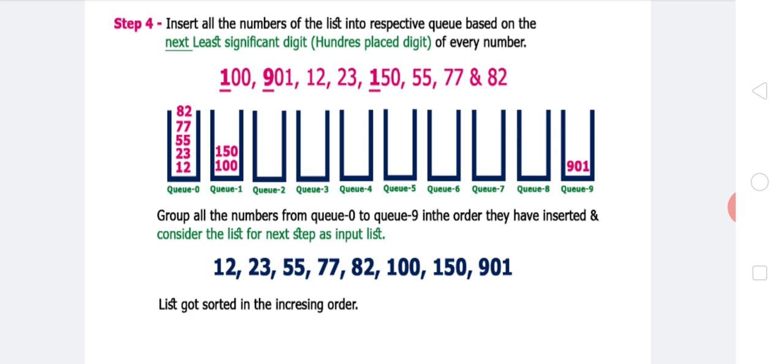Again after completion of Q0 we will see Q1. First we'll remove 100, then 150. Then Q2 is empty, Q3 is also empty, and 4, 5, 6, 7, 8 are all empty. Then the last, Q9, contains the element 901, which we remove and place on the right hand side of the list. Now see the elements 12, 23, 55, 77, 82, 100, 150 and 901. The list got sorted in increasing order.